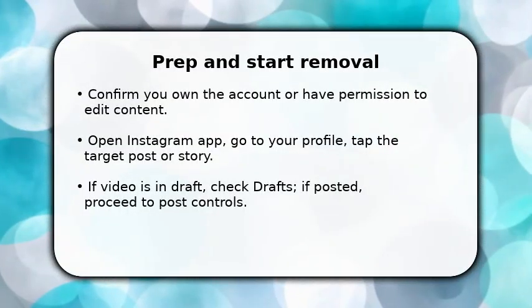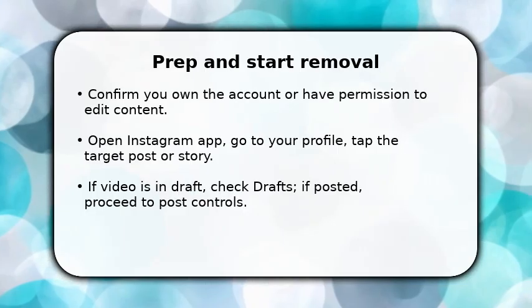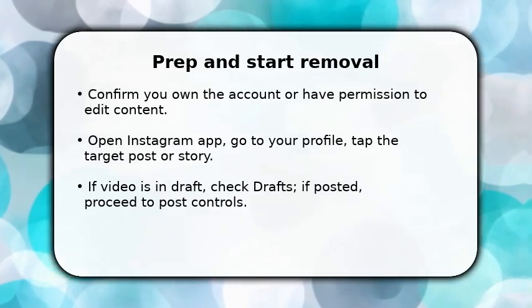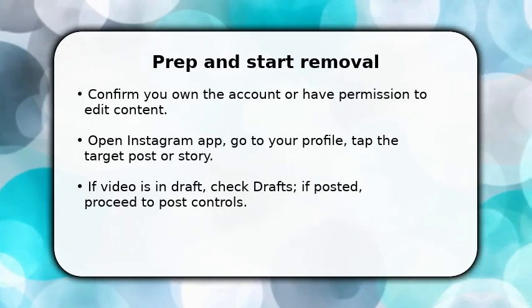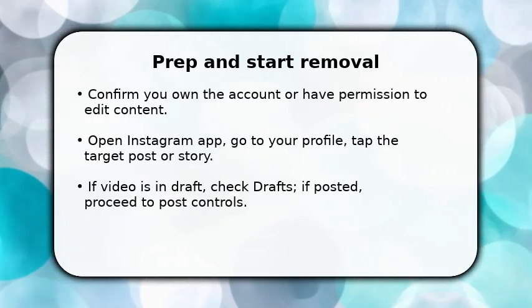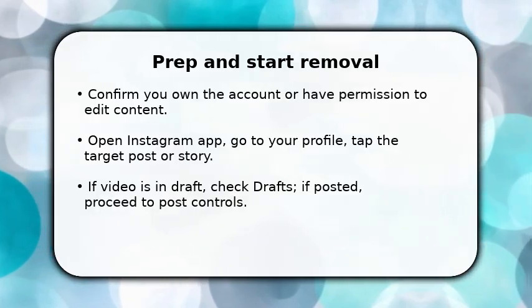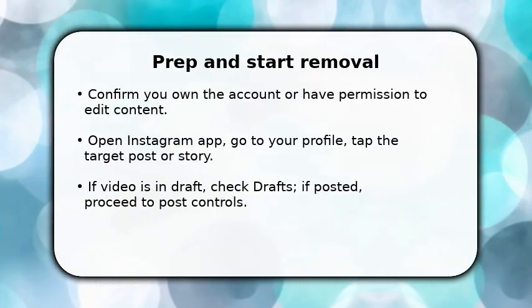You're starting now. Confirm you own the account or have permission so actions stick. Open the Instagram app and go straight to the post or story containing the dirty video. Drafts live under your profile if you didn't post. Once there, tap the three-dot menu or the stories options to reveal controls. These are the first actionable steps that let you remove, archive, or edit.